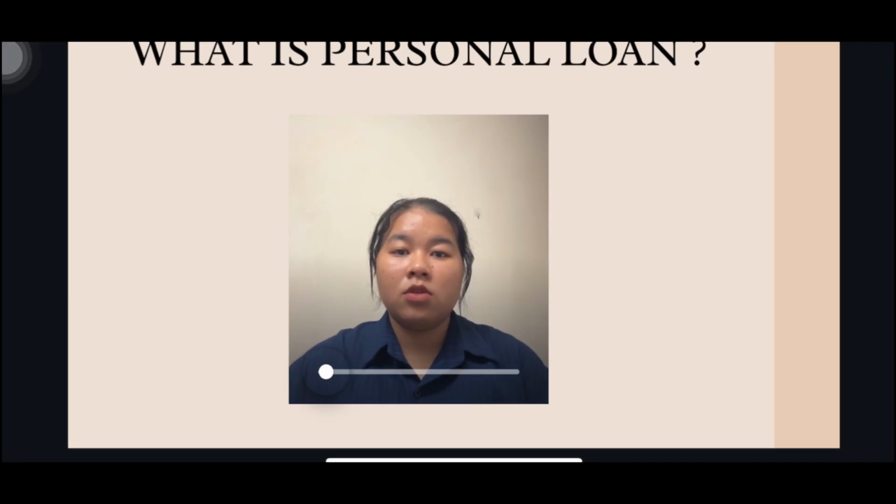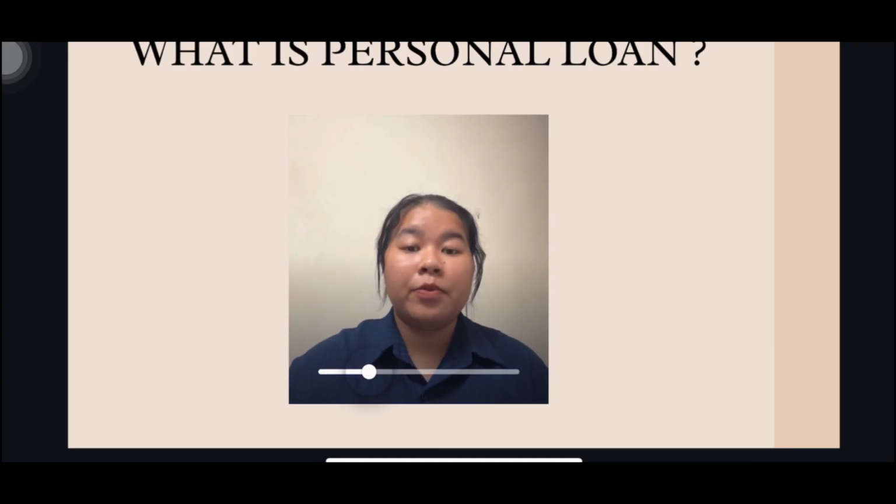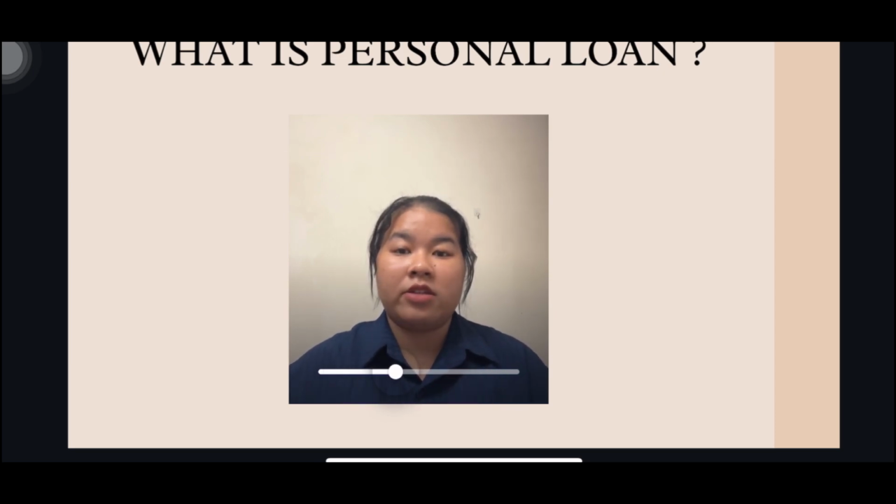A personal loan is a type of unsecured loan that allows individuals to borrow money from a bank or financial institution for personal use without needing to provide collateral like a house or car. Key features of a personal loan: first, purpose can be used for anything such as education, medical expenses, wedding, travel, home renovation, or the others.